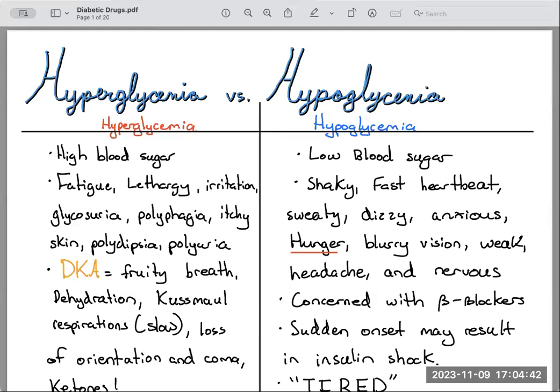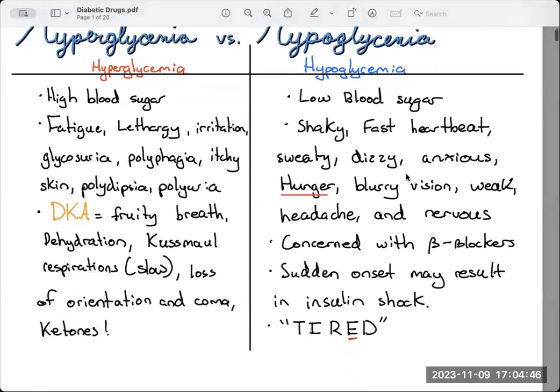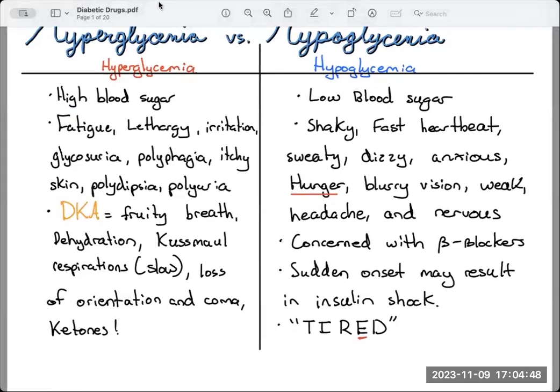120, 130s, 140s, 150s. So the reason I put an emphasis on the difference between the two is because you might get a question that talks about the signs and symptoms, or they might give you the signs and symptoms and it might not necessarily say they're in a hyperglycemic or a hypoglycemic crisis. So it's good to know the signs and symptoms so you have an understanding of what's going on.